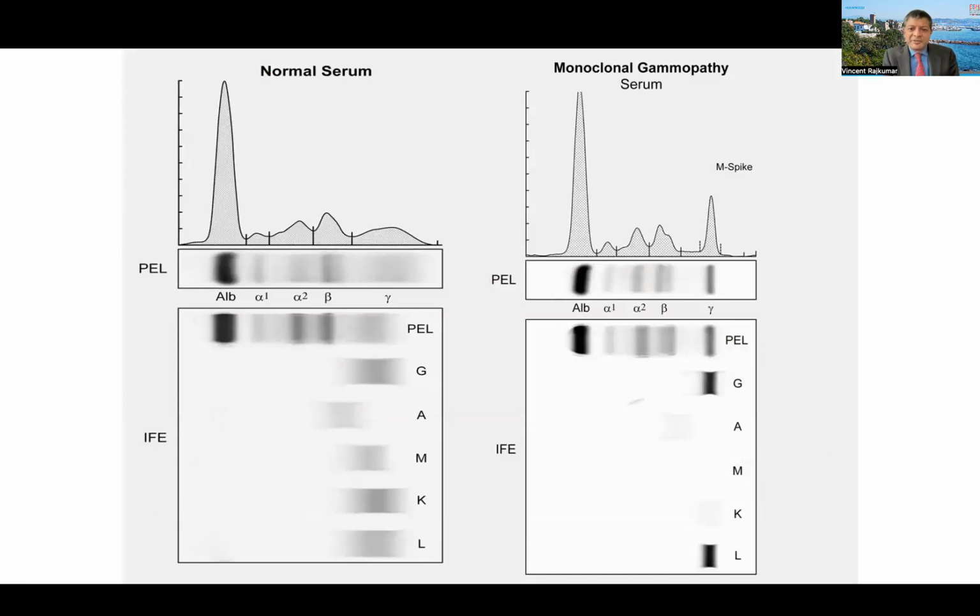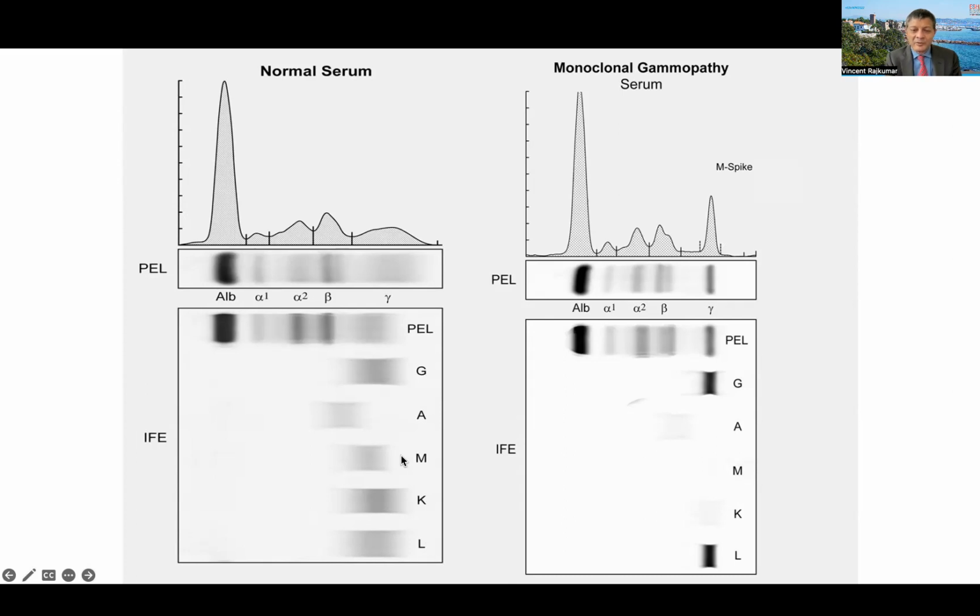Monoclonal gammopathy of undetermined significance is basically identified when you identify a monoclonal protein in the serum. As you can see on this slide, on the left-hand side, you have the normal serum protein electrophoresis. And on the right-hand side, you can see how a monoclonal protein looks like as a discrete band. And on immunoelectrophoresis here, you can see that this particular patient, the monoclonal protein is G lambda.